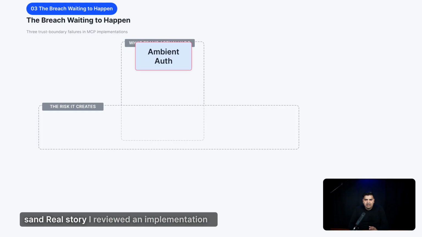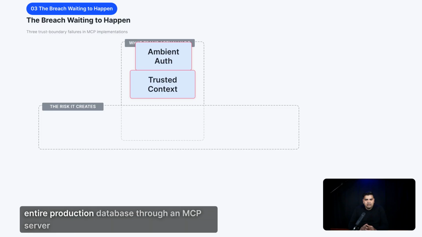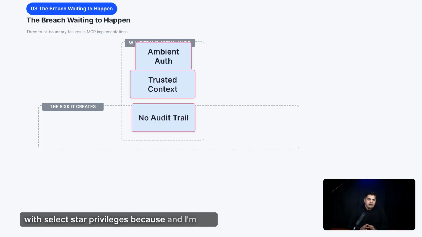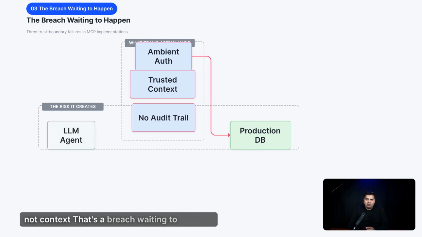Real story. I reviewed an implementation last month where a team exposed an entire production database through an MCP server with select star privileges because, and I'm quoting here, the agent needs context. That's not context. That's a breach waiting to happen.